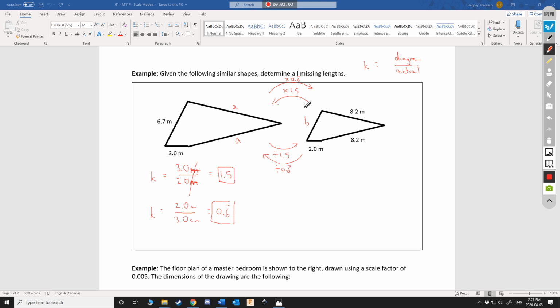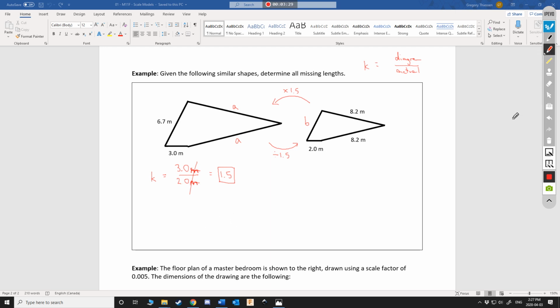I can go from small to big by multiplying by 1.5, or I could divide by 0.6. It's still the same thing. Or I can go from big to small by multiplying by 0.6 repeating, or I can divide by 1.5. They end up being the same thing. However, because this 1.5 is a nice number, I'm going to go with that one. So I'm going to erase this 0.6. Again, it still would work. You can try it out. You get the same answer. But we're going to use that 1.5 scale factor.